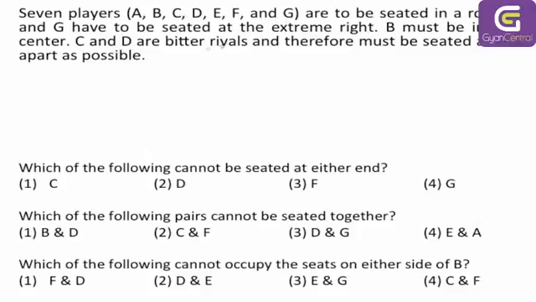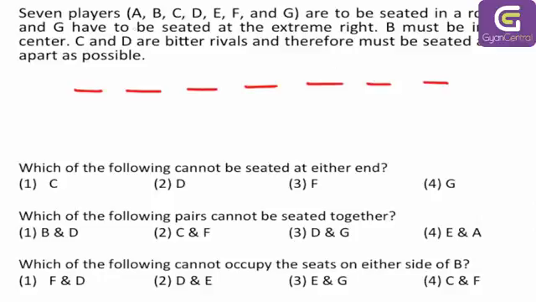Okay, so it says A and G have to be seated at the extreme right, and so it becomes a little difficult because you cannot just read the para and look for it like an RC. So here you need to make the arrangement first or draw the arrangement. So let's try and draw. There are 7 players and they have to be seated in a row. Okay, so let me make the 7 seats. 1, 2, 3, 4, 5, 6 and 7.